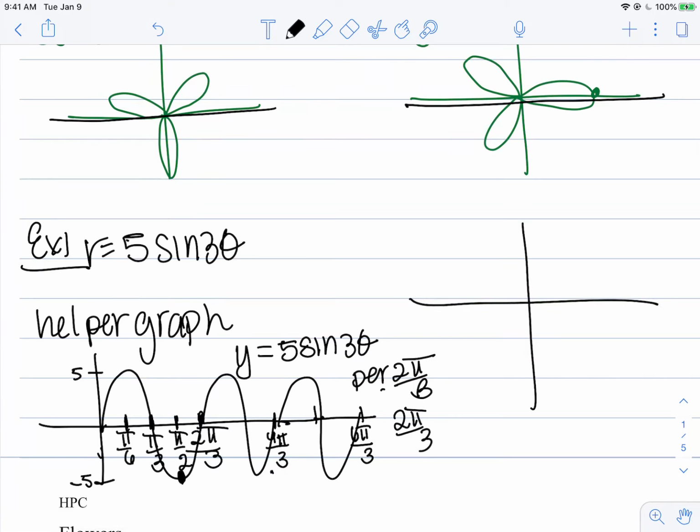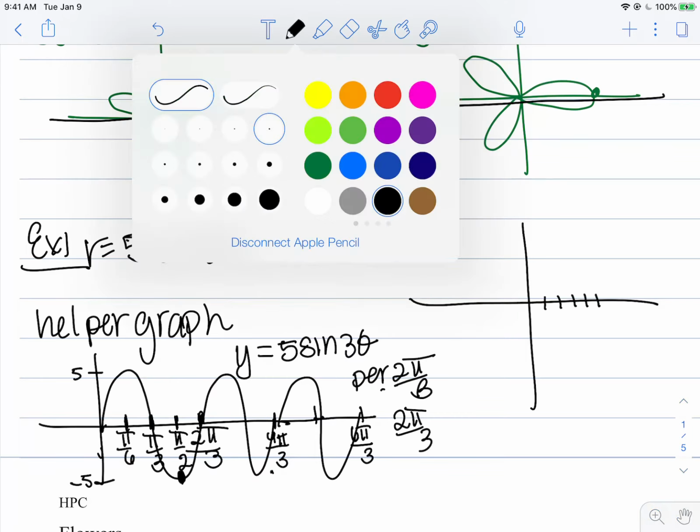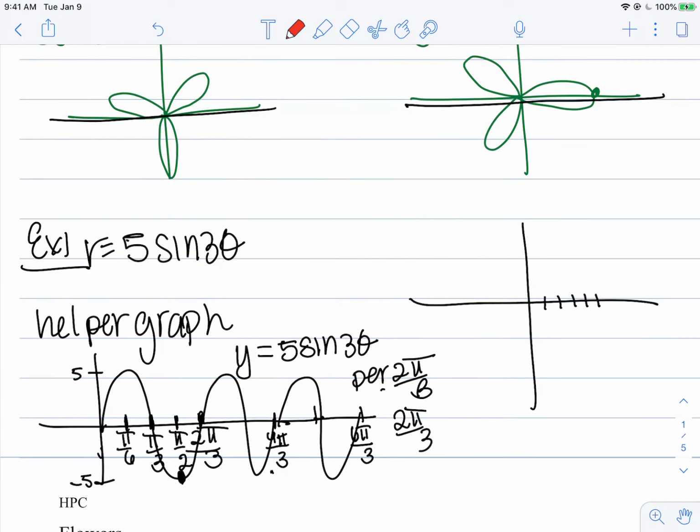So here's my graph. I need to have at least 5 tick marks for my R value, my A value, the length of the petal. And look at all of the maxes. Look at where they happen. At pi over 6. Look at the min at pi over 2. Those are important. That means that at pi over 6 and at pi over 2, I'm going to have leaves.